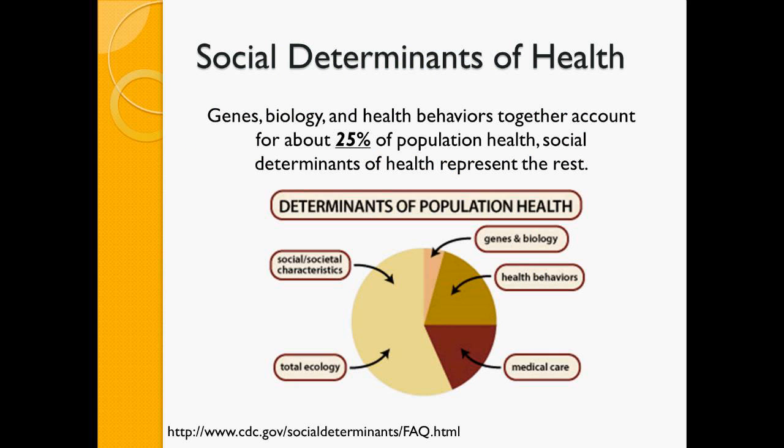And the Centers for Disease Control and Prevention, or the CDC, has some data on social determinants of health. In their report, only about 25% of population health is attributed to genes, biology, and health behaviors. So only a quarter of our health is attributed to that. The rest of it, the other 75%, three-quarters, is due to all those social factors and social characteristics. So that's pretty big if you think about it. Only 25% is for genes and biology and behaviors, and the rest is really determined by our environment and how we work and live and how that affects our health.